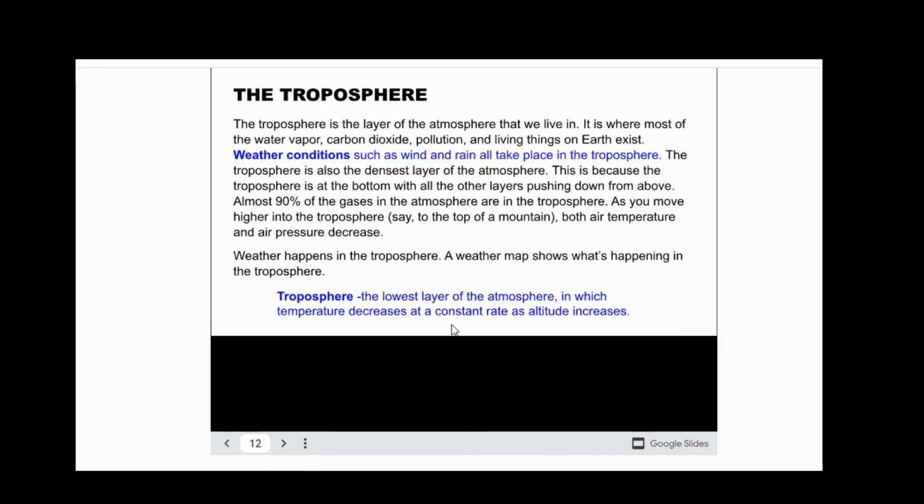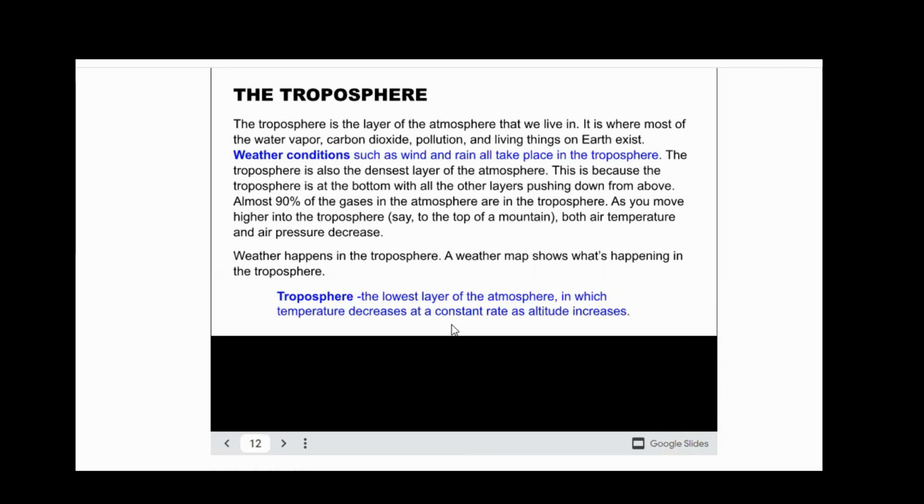All right, let's talk about the troposphere specifically. This is the area of the atmosphere, or the layer of the atmosphere that we actually live in. It's right here down on the surface of the Earth. This is where most of our water vapor, carbon dioxide pollution, and living things on Earth exist.